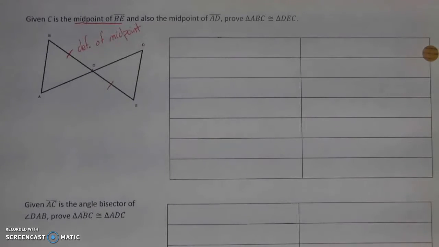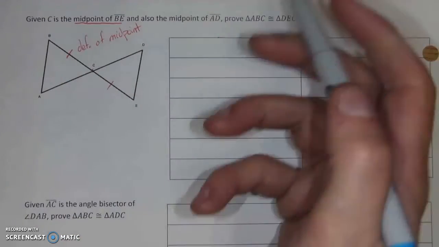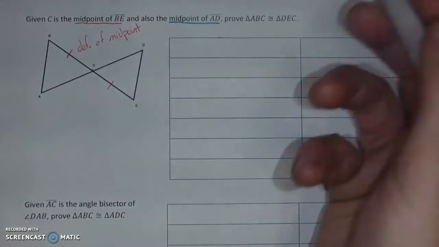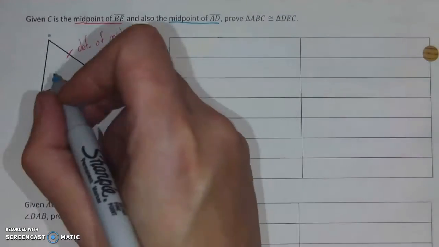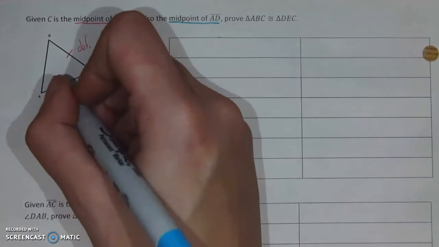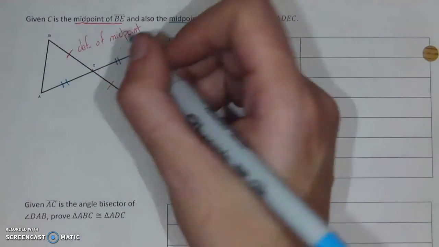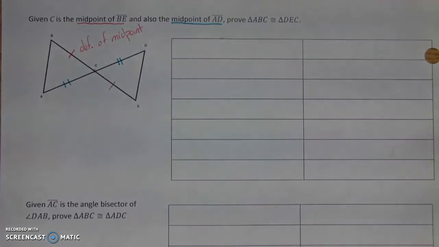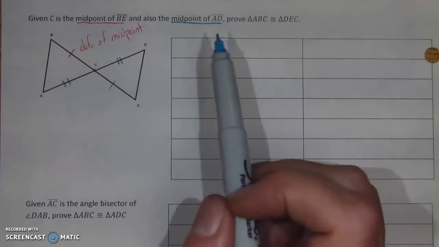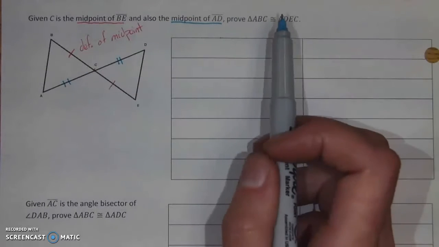Then what I look for is my next given. I also know that C is the midpoint of AD. So I look over at AD, and I know that C is the midpoint. That means that AC is going to be congruent to DC. But now I'm done with all of my givens, and I want to prove that the triangles are congruent.